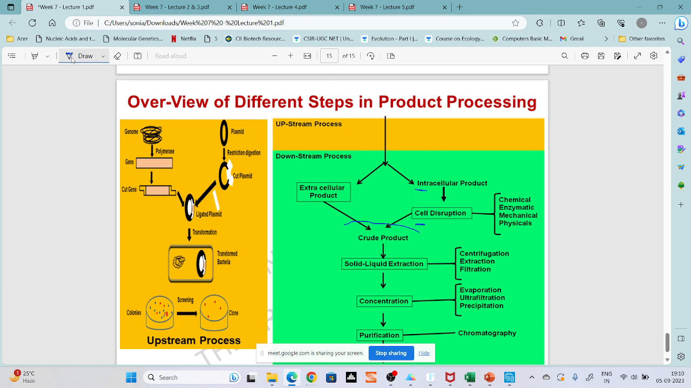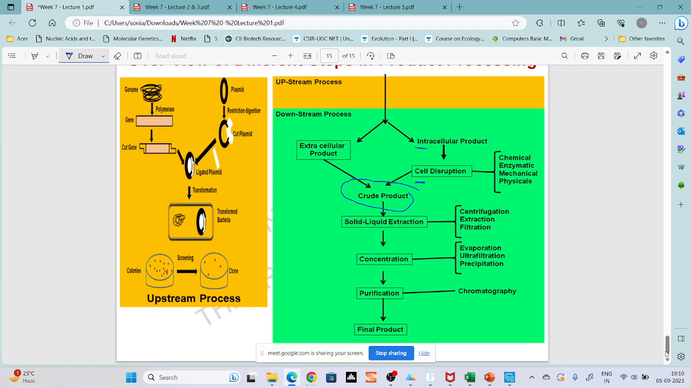After cell disruption, you have your crude product. Now you will extract the crude product, concentrate it or purify it. Here I told you first purification, then concentration, but it depends on the kind of product that you are isolating. And then finally when you have the product, you can use it for whatever purpose you have. This is a general kind of flow chart that is involved in the downstream processing events.